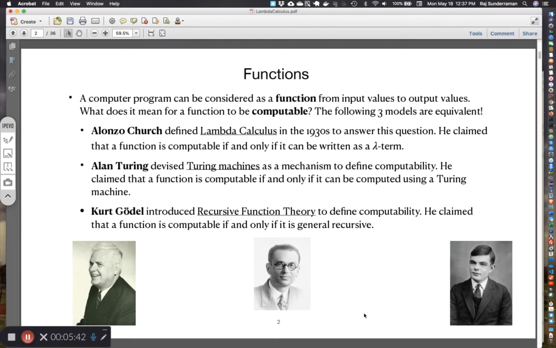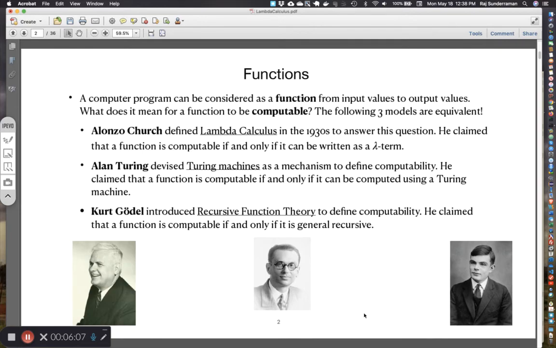Alan Turing devised something called a Turing machine. He said that any function is computable if and only if it can be computed using a Turing machine. So lambda calculus was one way to define what is computable. The Turing machine was another way to define what is computable.